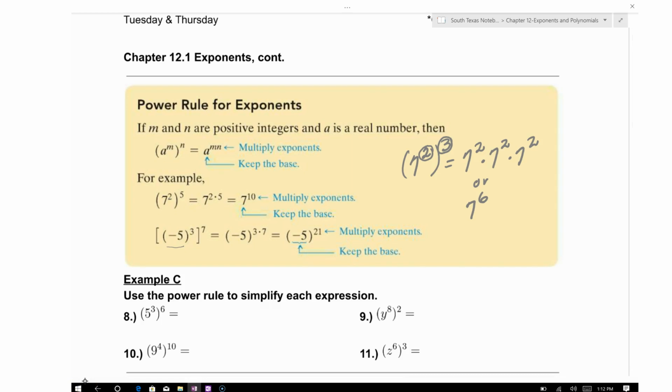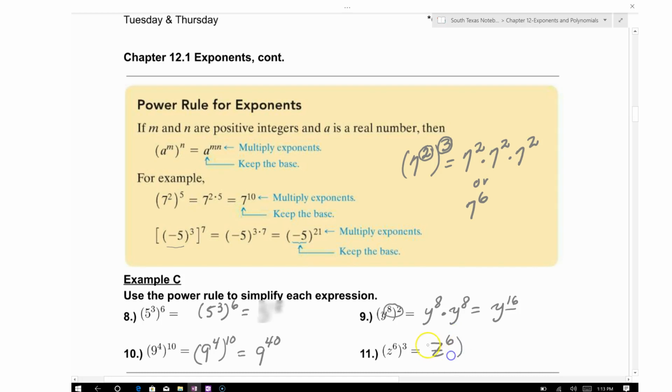So number 9 is a good example of this. We have y raised to the 8th power times y raised to the 8th power. Or you have y raised to the 16th, and you notice 8 times 2. We have 9 raised to the 4th power raised to the 10th power. So this will be 9 raised to the 40th power. And then for number 11, we have z raised to the 6th power, and this is 18th power.